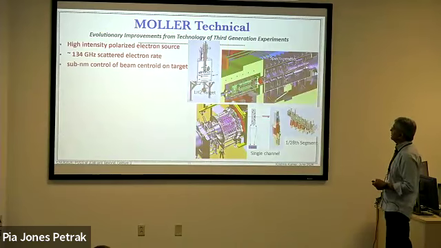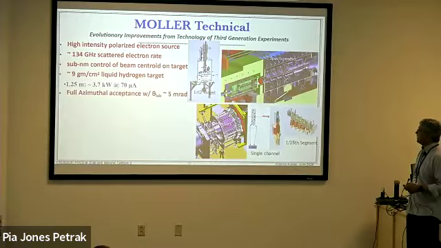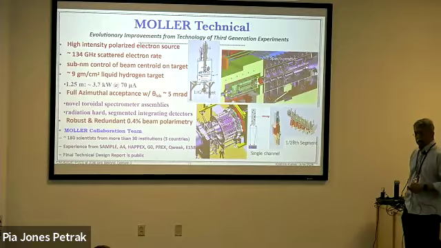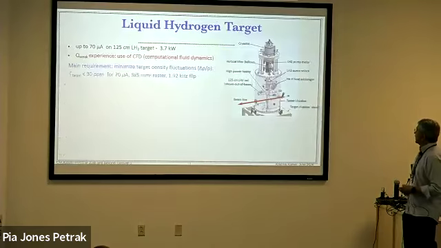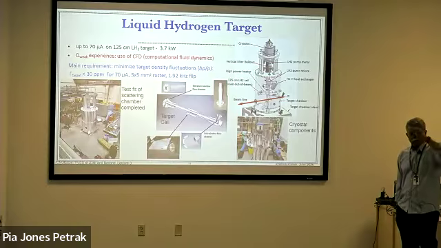Okay, so MOLLER has some very demanding requirements: a 134 gigahertz electron rate. We need sub-nanometer control of the beam, a very long liquid hydrogen target, very high power, a very complicated spectrometer. We need beam polarimetry to 0.4%. But we have a great team because of all of the experience we've had from the previous round of experiments. Okay, so I'll talk a little bit. Here's the liquid hydrogen target. I can show you pictures because it's going on all around you here.